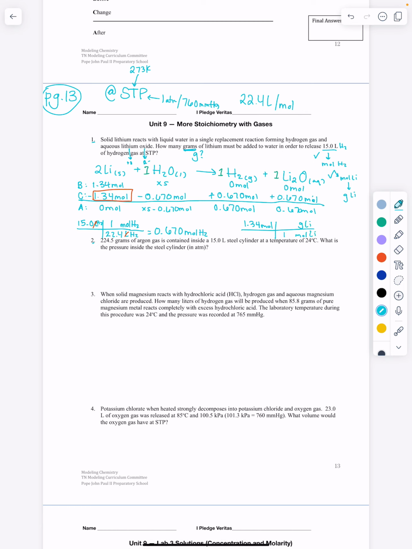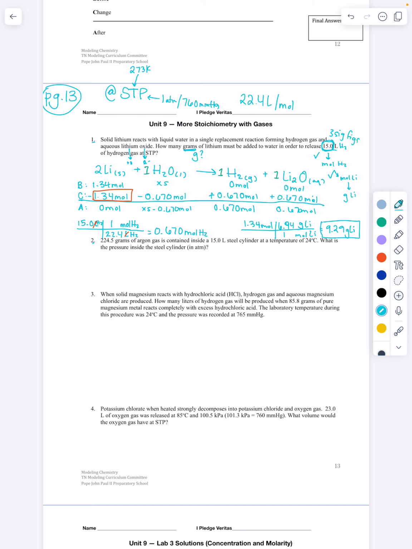And for this, I'm going to use the molar mass of lithium. So for every 1 mole of lithium, there is 6.94 grams of lithium. So now I'm just going to multiply those two numbers together. And my final answer is 9.29 grams of lithium. So notice I have 3 significant figures because my value 15.0 has 3 sig figs.